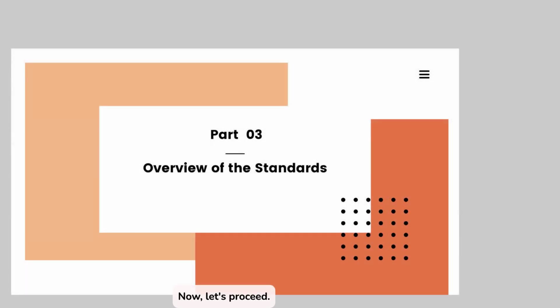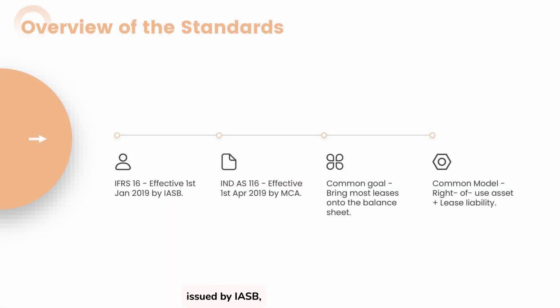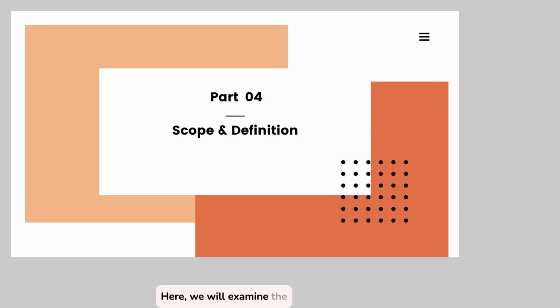Now let's proceed. This section offers an overview of these significant accounting standards. We'll discuss their origins and fundamental objectives in the realm of lease accounting. IFRS 16, issued by IASB, became effective on January 1, 2019, while IND AS 116, issued by MCA, followed on April 1, 2019. Both standards share the common goal of bringing most leases onto the balance sheet, utilizing a right-of-use asset and lease liability model.